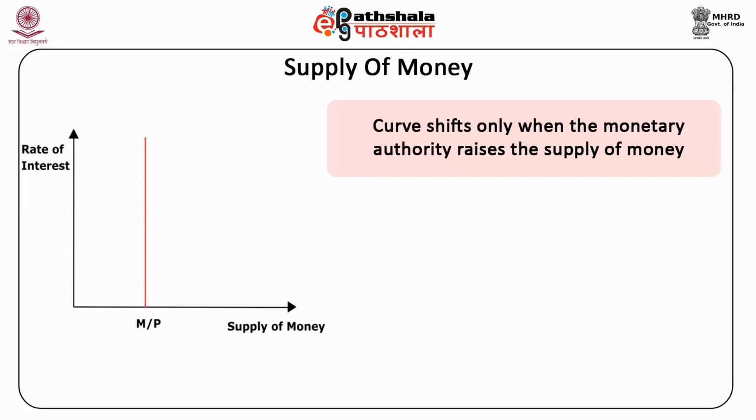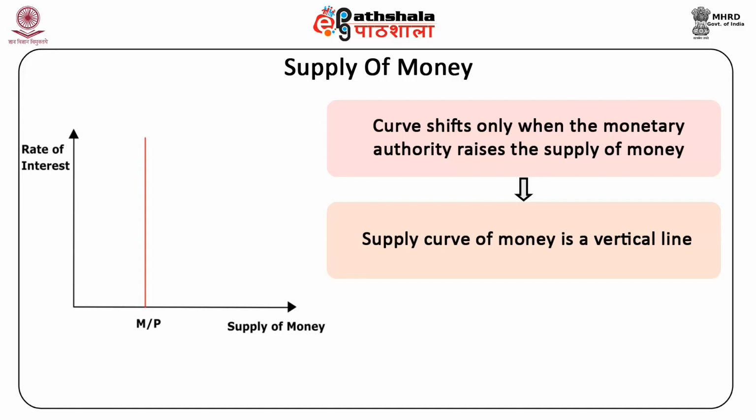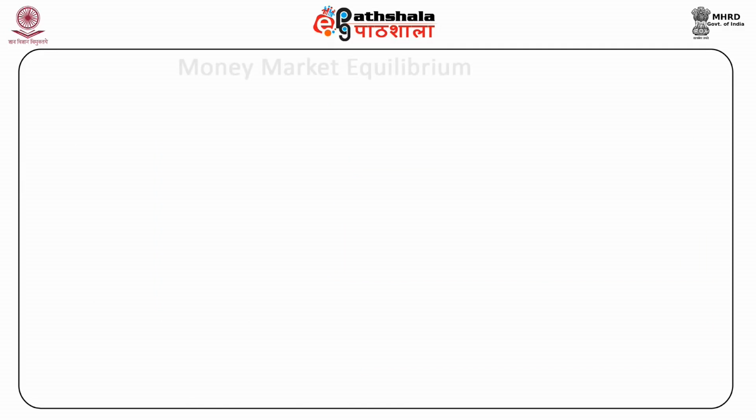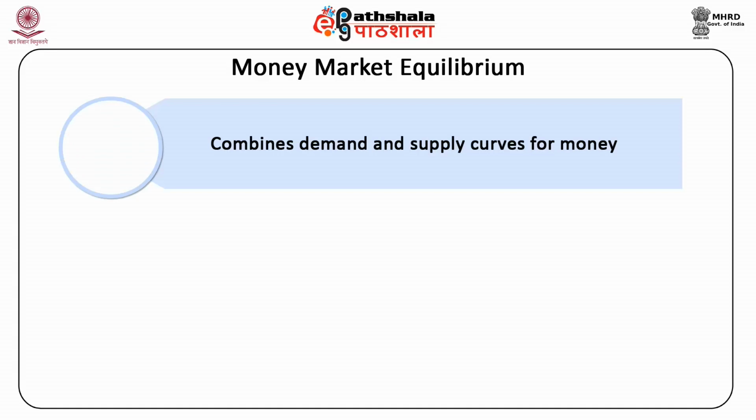In the figure, the supply curve of money is a vertical line at that quantity of money supply which is determined by the monetary authority. Further, we shall now understand the meaning of money market equilibrium. Money market equilibrium combines demand and supply curves for money to illustrate equilibrium in the market for money.